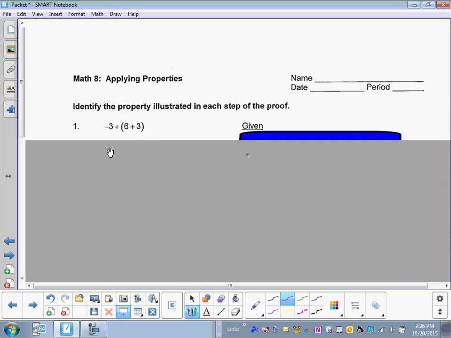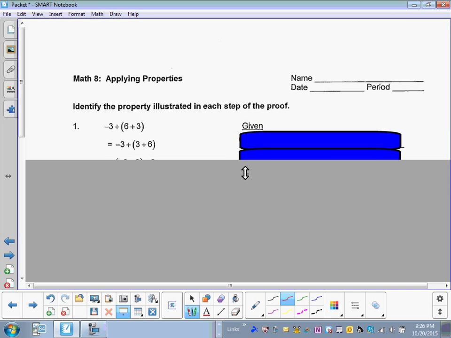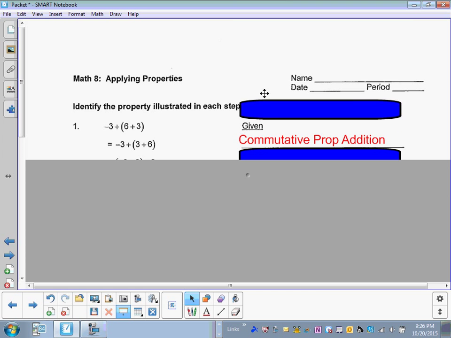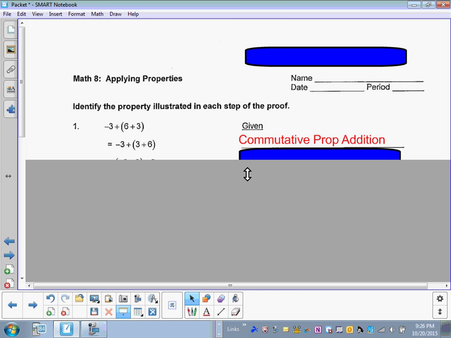So in the first instance, we have negative 3 plus the quantity 6 plus 3, and that's given. We then have negative 3 plus the quantity 3 plus 6. And the difference between the first step and the second step is that we change the order of the numbers. So that would be an example of the commutative property of addition.